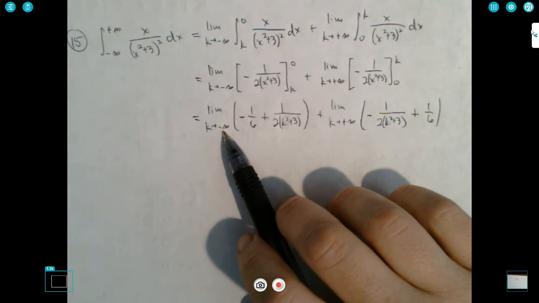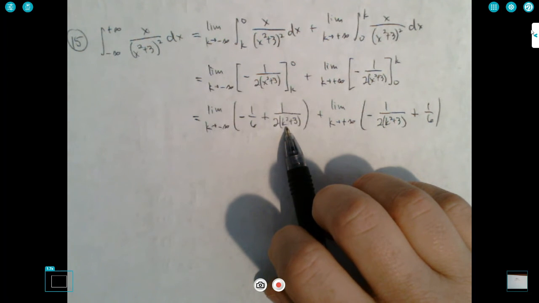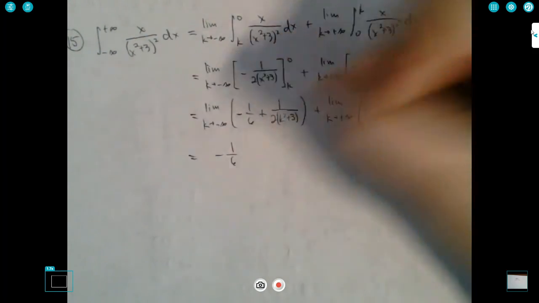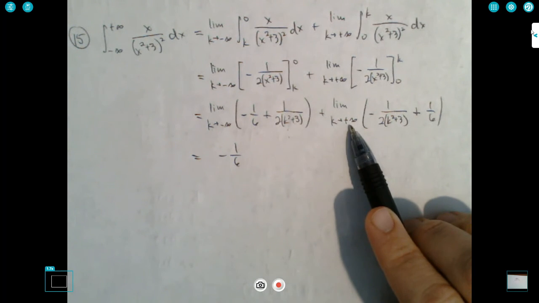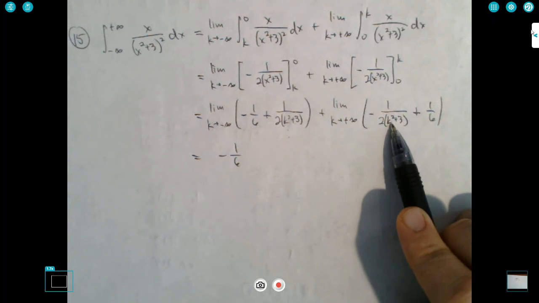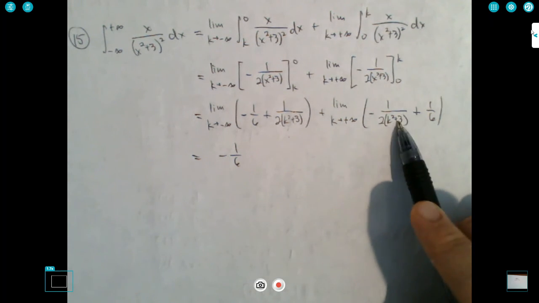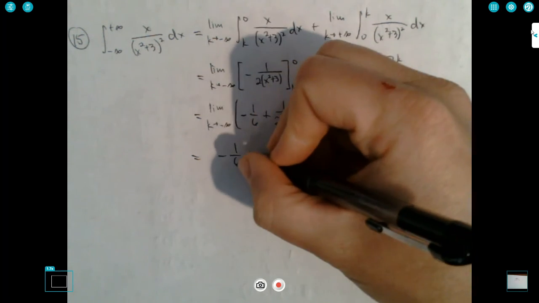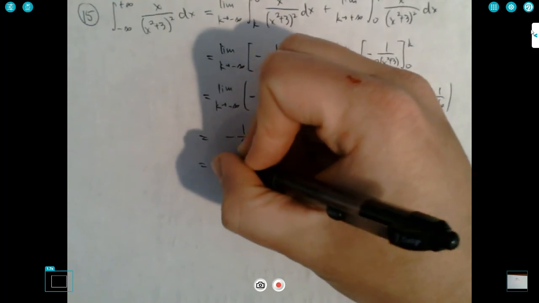Now, if you imagine that k goes to negative infinity, then k squared is going to go to positive infinity, right? So the denominator is going to get huge. That means this number is going to go to 0. So we just have negative 1/6 for the first half. For the second half, you imagine k goes to positive infinity. k squared still goes to positive infinity. The denominator gets huge, the overall number gets tiny, and it goes to 0. So the second half is going to be a positive 1/6. Negative 1/6 plus 1/6 equals 0.